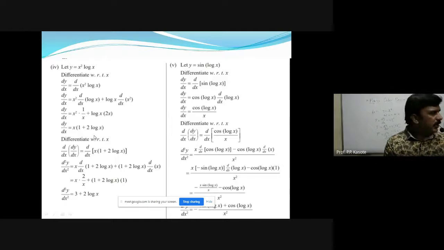Now can we differentiate it again? The answer is yes, we can differentiate it again. So d square y upon dx square is equal to x into derivative of 1 plus 2 log x, plus 1 plus 2 log x into derivative of x. Here also we are using the product rule. After simplification, after evaluating the derivative of both the terms, that is 1 plus 2 log x and x, we got the more simplified term as x into 2 upon x plus 1 plus 2 log x into 1. It means that this x will get cancelled, and the correct and the final answer is d square y upon dx square is equal to 3 plus 2 log x.